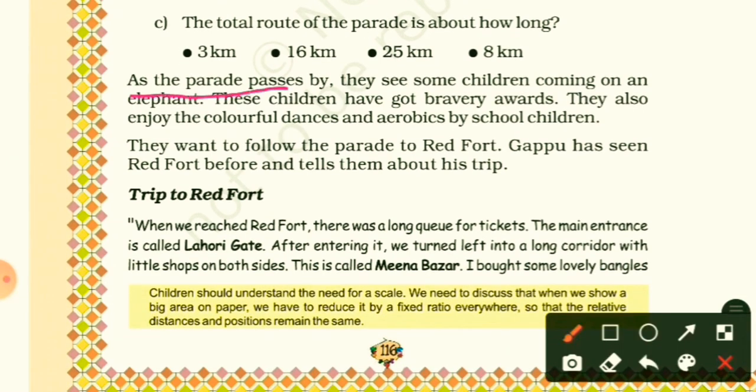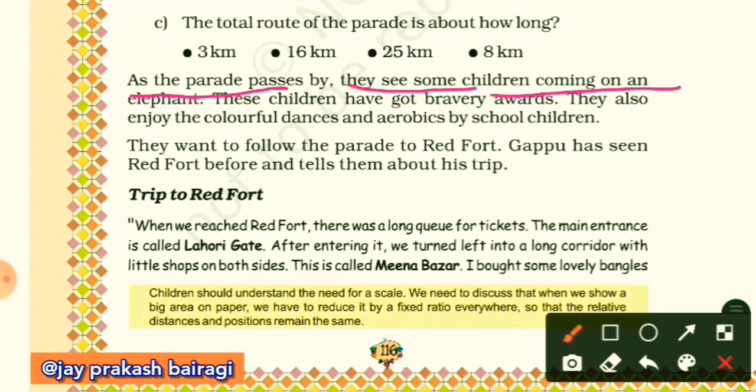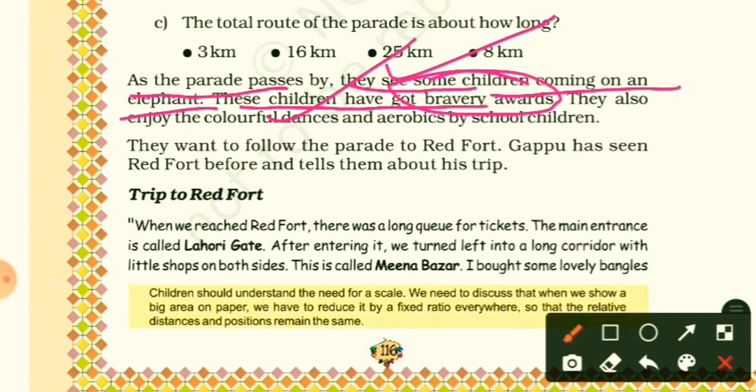As the parade passes by, they see some children coming on an elephant. So these children have got bravery awards. Okay, so it's a new fact for you, why the bravery award is given. It's very easy. Bravery awards are given to the children who are brave and who have done a work by saving the life of an animal or any person. So this type of bravery work is selected for this award. They also enjoy the colorful dances and aerobics by school children.